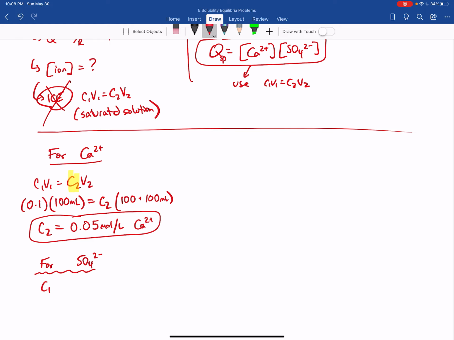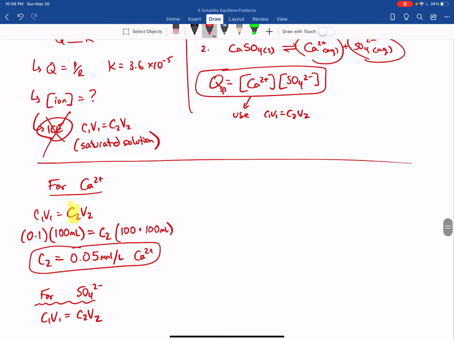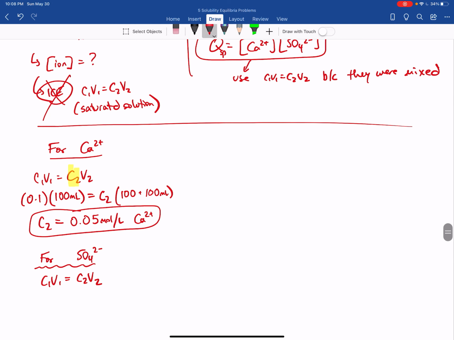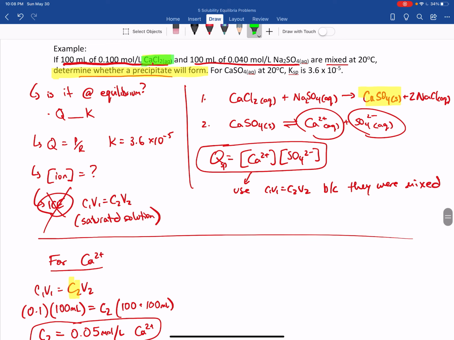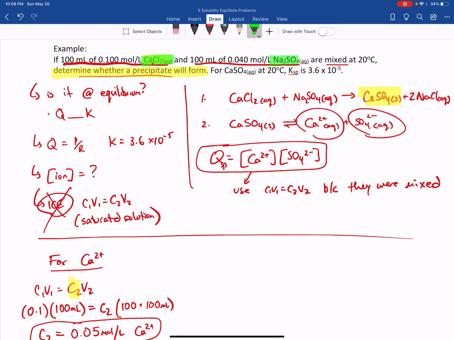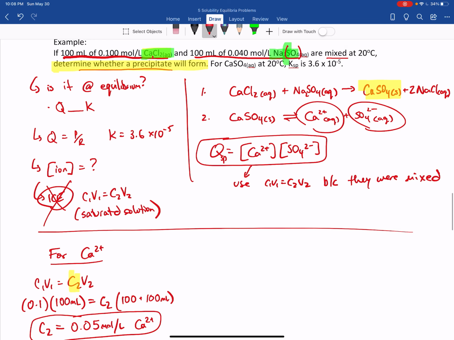So for sulfate, we're going to do the same thing. We need to use the diluted concentration because they've been mixed, and we'll note that here. Because they were mixed. These two ions aren't in the same solution until they become mixed. So if we look at that here, there's our dilution formula. Sulfate was there. Sulfate has a subscript of 1, not 4. That's just how many oxygen are there. Don't forget it's a polyatomic ion. So there's 1 of it.